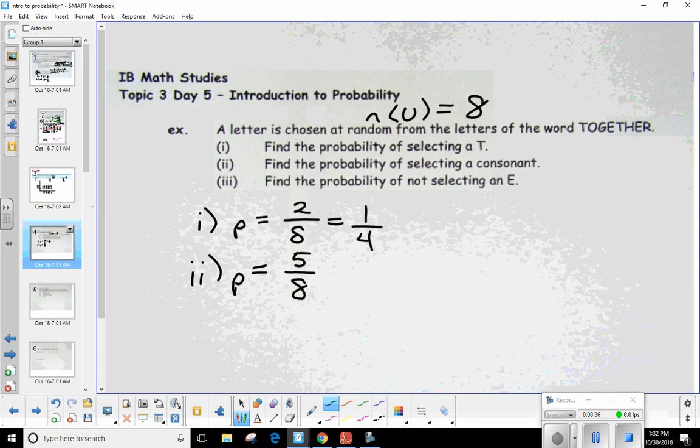What were we talking about? What is this if I relate it back to sets? E prime. Okay, E prime. So we're talking about the complement, right? So I'm looking for anything but an E. So how many letters would that be? 6. So for 3 here, the probability of not selecting an E would be 6 out of 8. So that's going to be 3 out of 4.